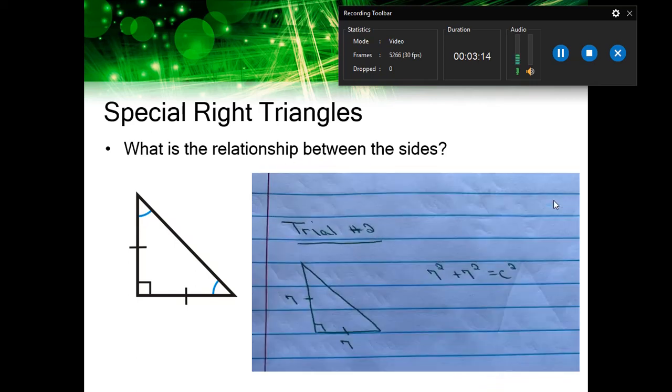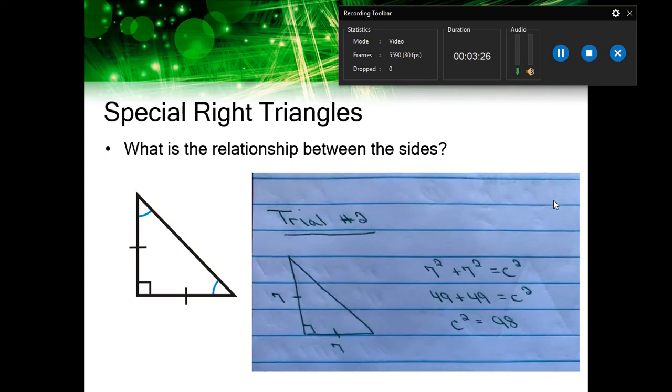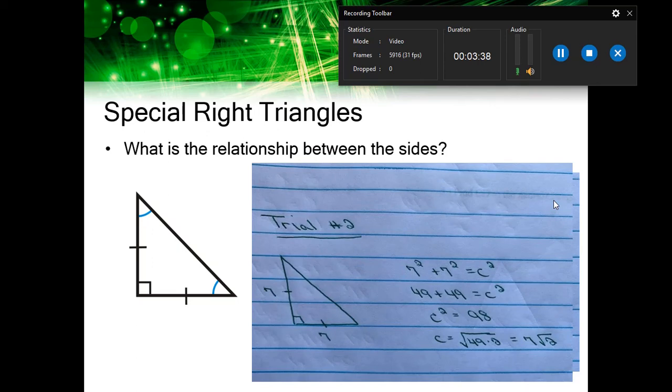In trial 2, let's just say the sides are both 7. I'm going to go ahead and use the Pythagorean theorem to find my hypotenuse. So at this point, I can see c squared is equal to 98. That is not a perfect square, so I'm going to have to get a square root radical. And what I can see is the hypotenuse is 7 radical 2.